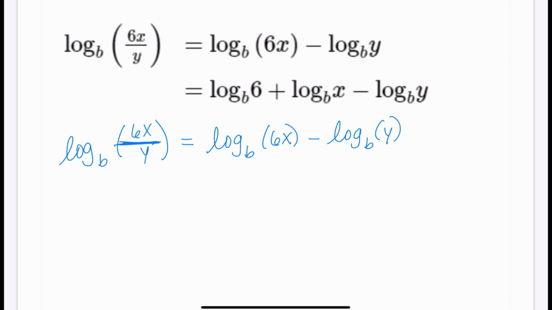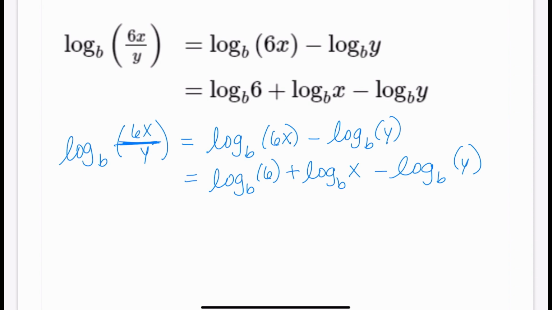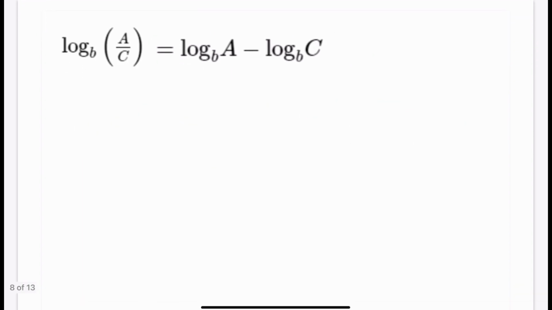The second thing is look for product rule. So in this case, I have the log base b of 6 plus the log base b of x minus the log base b of y. And in most cases, that's all the work that you have to do. You might have to do the prime factorization of 6, which is 2 and 3, but it all depends on how far they want you to take the problem. For now, this is usually the acceptable answer. Again, this is just a reminder that if you have the log base b of a divided by c, you're going to rewrite this as the log base b of a minus the log base b of c.